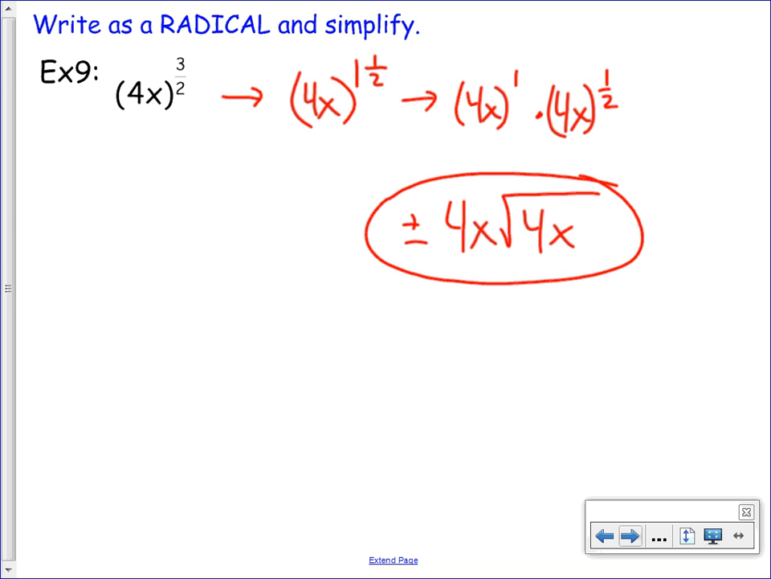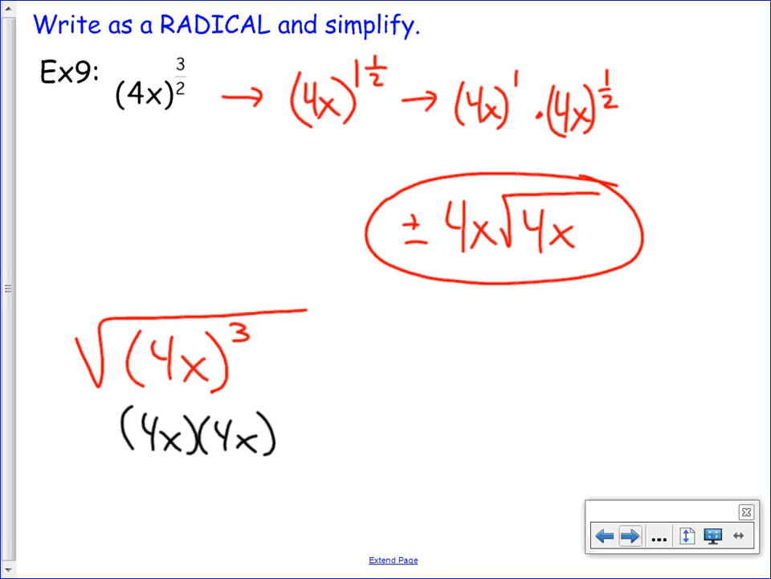Or you could take the square root of 4x to the 3rd power, because there's 3 of them. So that means you've got 4x times 4x times 4x. And since it's a square root, take out a group of 2. That's one of them, and 1 is left inside. That's the same.